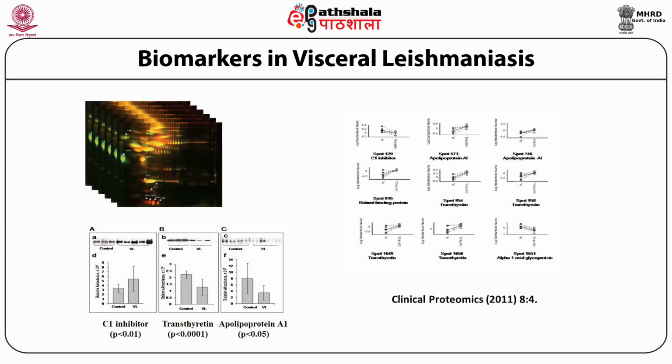Biomarkers in visceral leishmaniasis. Using the technique of gel-based proteomics and differential in-gel expression, 6 sets of biological replicate gels were run, and we identified a number of proteins which were differentially expressed, like C1 inhibitor, apolipoprotein A1, retinol binding protein, transthyretin, and alpha-1 acid glycoprotein. When we did the Western blot, we found C1 inhibitor, transthyretin, and apolipoprotein A1 to be differentially expressed between the diseased samples and the healthy controls. These 3 proteins, individually or as a panel, could therefore be potential biomarkers for visceral leishmaniasis.